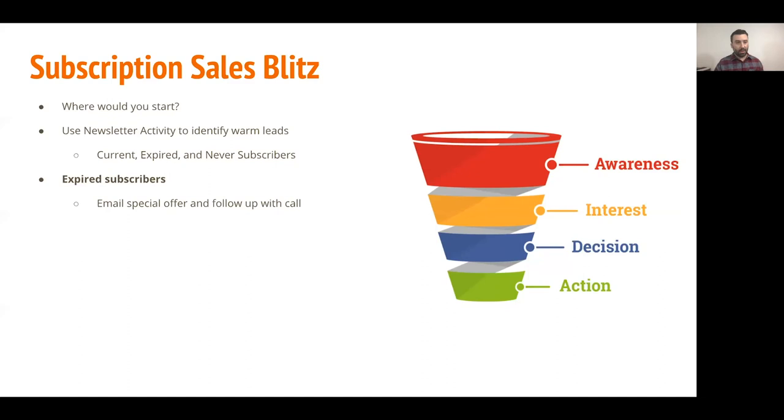And then you can just go hammer that out, give it to one of your ad sales reps to do, just have them do some other selling for a while. Send all these people a special offer via email, and then maybe even follow up with a phone call, because if they're an expired subscriber, they probably gave you their phone number when they signed up. That's part of our form anyway.